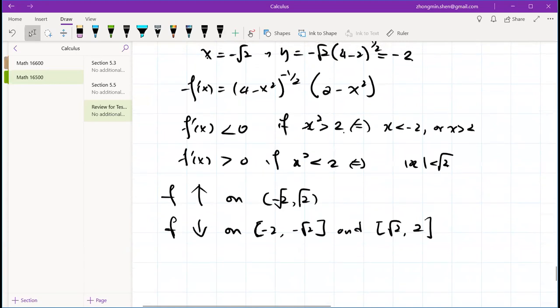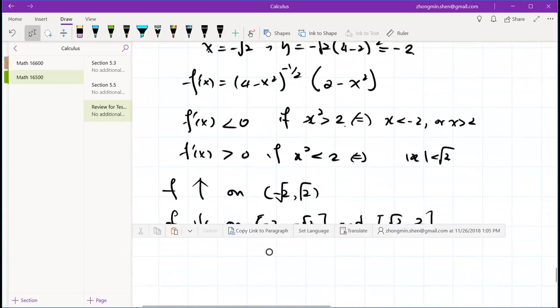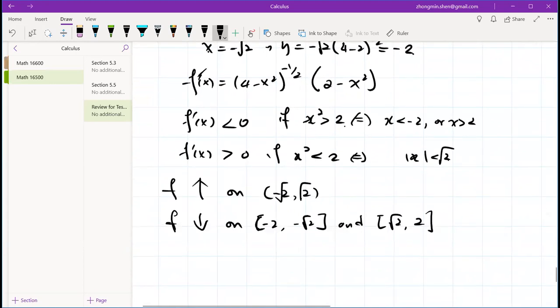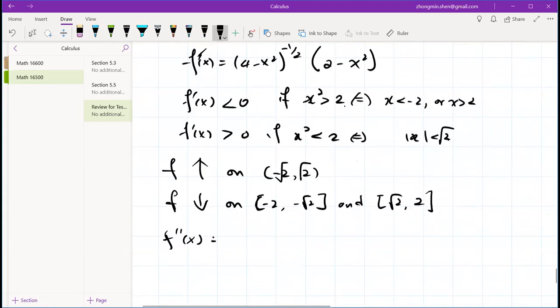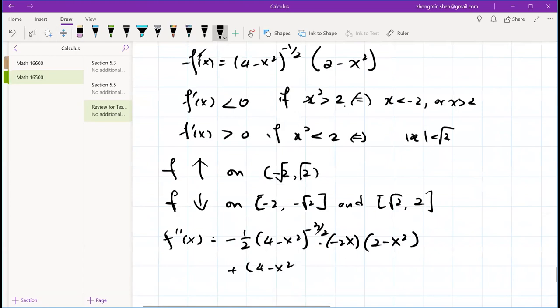So that's a little bit difficult to find the second derivative, right? Well, use the first derivative. The second derivative is going to be the derivative of the first derivative. I can use a simplified version or the original one. I'm going to use a simplified version. So the derivative of the first term is going to be 4 minus x squared to the negative 3 over 2 times negative 2x. Then the derivative of the second term is going to be negative 2x.